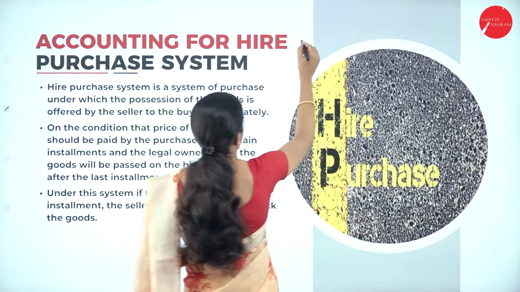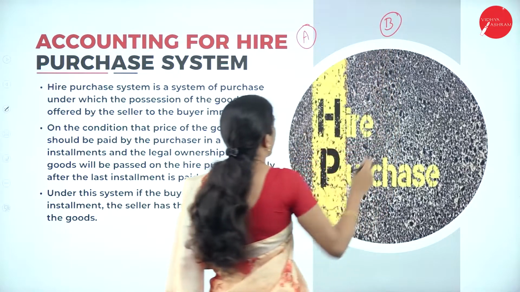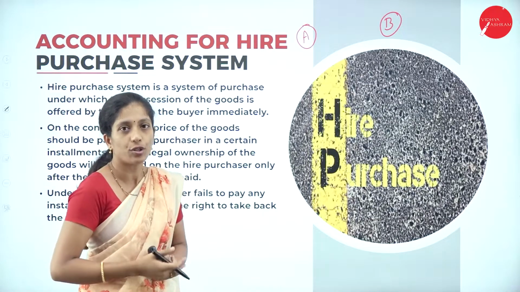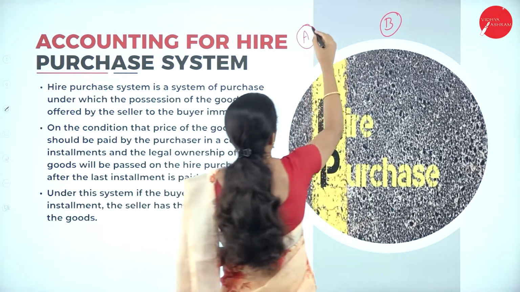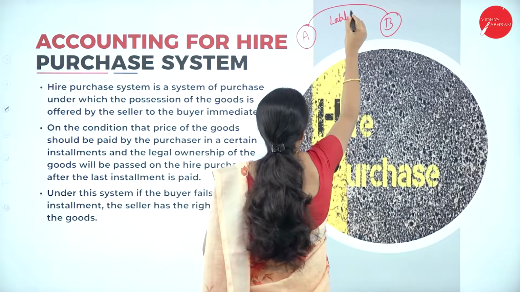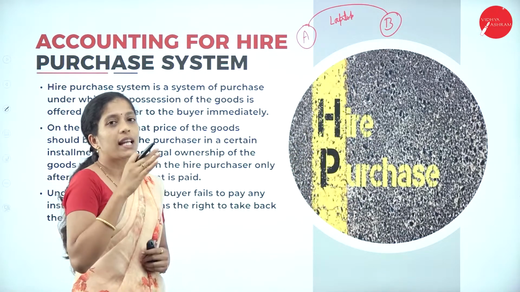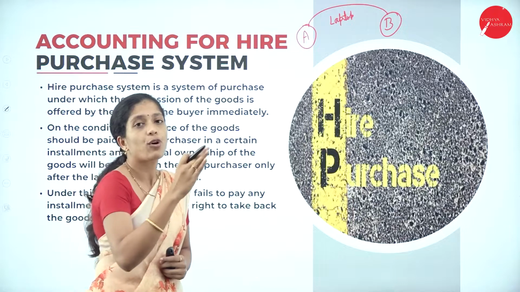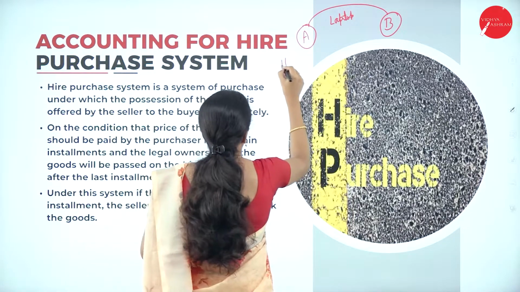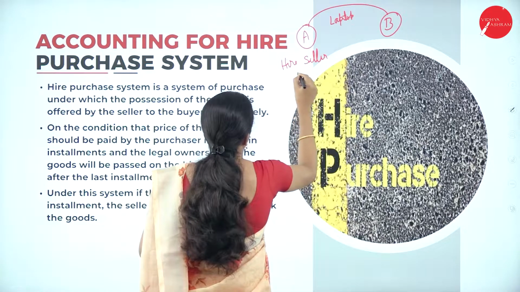Now there are two parties, A and B. A is having an asset and A wants to sell the asset to B. For example, we take this asset as laptop. So the asset is laptop. Now A is having that laptop and A wants to sell that laptop to B. Now A is called as what? Hire seller, or is also called as hire vendor.